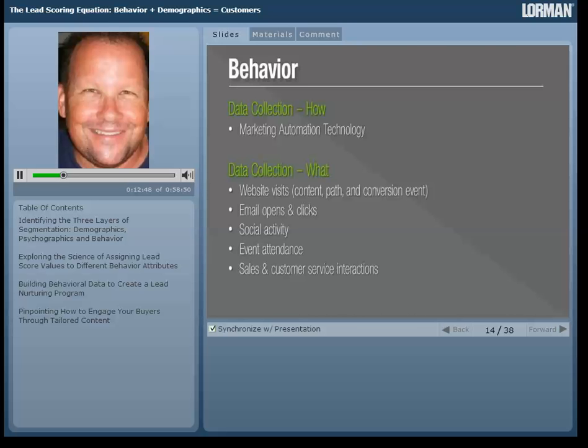So just to reiterate the type of data we're collecting on this layer, we're looking at which pages users have visited, what type of content they're looking at online. We're looking at their email and social activity. We're looking at event attendance and customer service interactions, really anything that is an engagement with your brand. Every time this person engages with your brand, it means something about who they are, what they want, and how close they are to making a purchase. So it's important that you start collecting that information and presenting it in a way that makes sense for the marketer and for the salesperson.